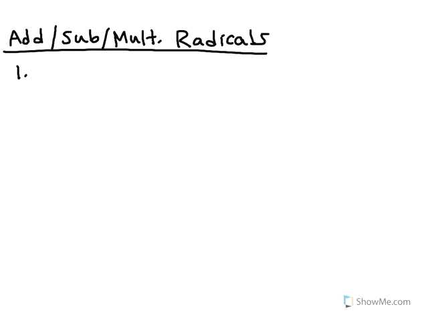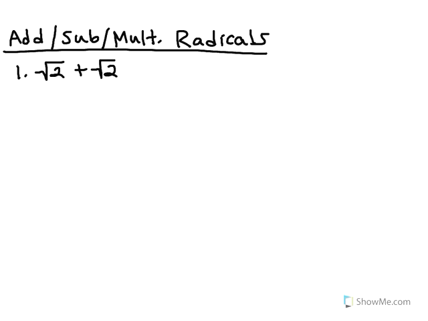This tutorial is going to show you how to add, subtract, and multiply radicals. The addition and subtraction of radicals have the same properties, so we're going to take those two in the same stride. But let's take a look at a very simple problem first. Number 1 is going to be the square root of 2 plus the square root of 2.